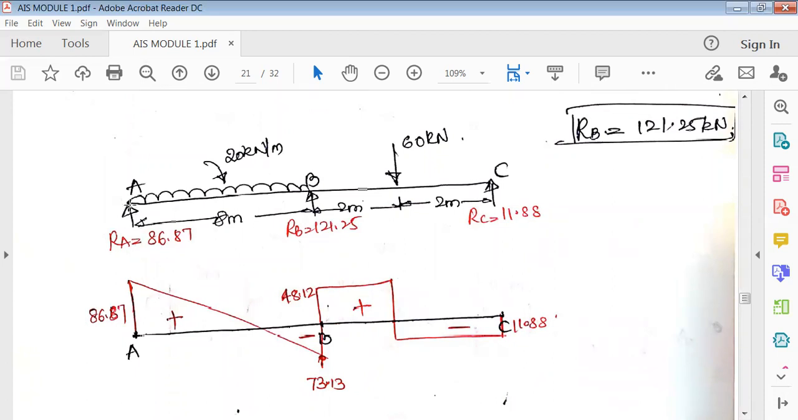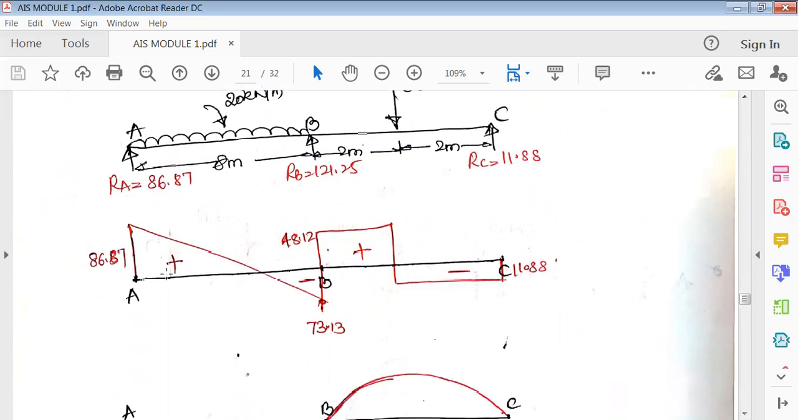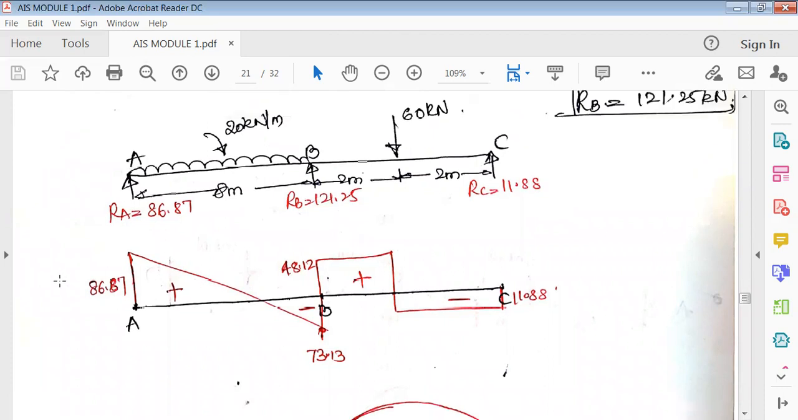So here you can see first RA. Mark all these values: RA, then there is a UDL, RB and RC. How to draw the shear force diagram, I've already told you in the previous classes. Use the calci for this. Let's start with point A. RA is going upward. All the upward forces are positive, downward forces are negative. So type 86.87 in the calci.